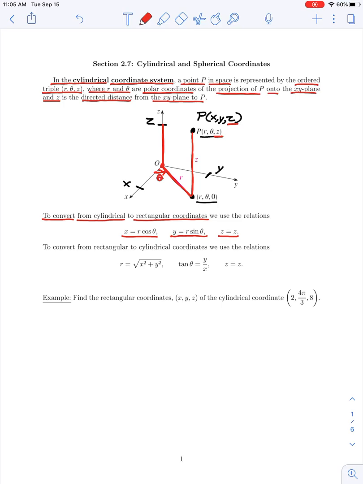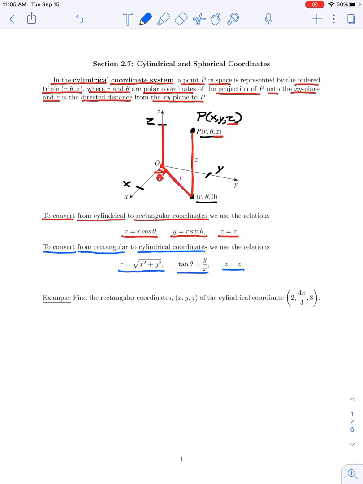Now, if we want to move in the opposite direction, so let's suppose that we have rectangular coordinates and we want to convert from rectangular to cylindrical, then we would use the following relations. Just like we had for the polar coordinate system, r is given by the square root of x squared plus y squared. Tangent of theta is given by the ratio y over x, and then z, of course, is just z.